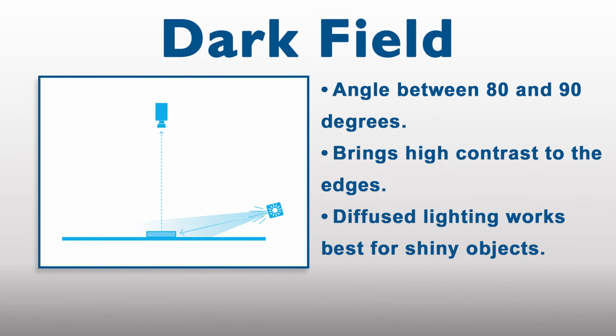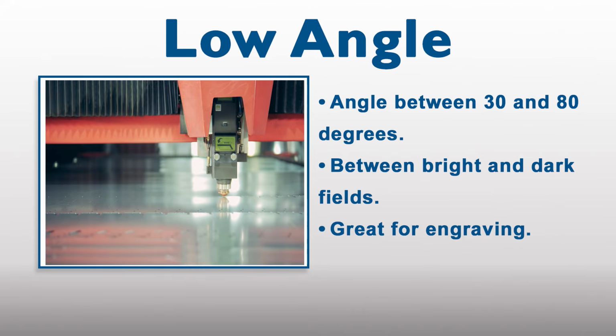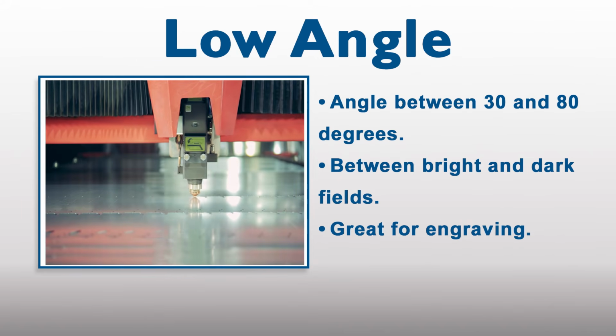If your parts are shiny, a diffused lighting source works best, and a narrow beam works best for parts that are not. Low-angle lighting has an angle of incidence between 30 and 80 degrees, with the lighting source placed between the bright and dark fields so that the user can take advantage of both methods. This type of lighting is great for intricate tasks like engraving.